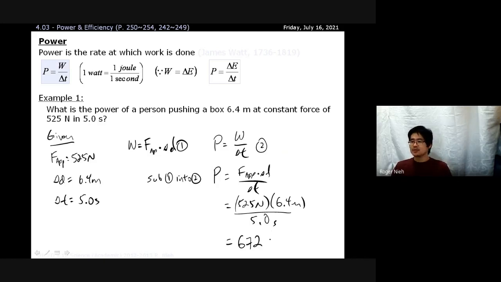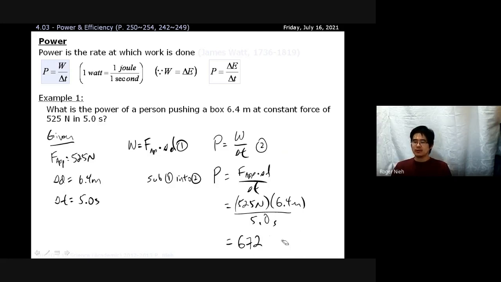Technically speaking, it's 672 kilograms times meters squared over seconds cubed. But again, that's quite the mouthful, saying that my car or that person has an output of 672 kilograms times meters squared over seconds cubed. It's just too many words to say. So that's why we have these derived units. It just cleans things up.